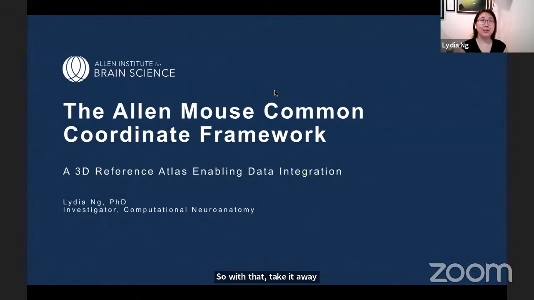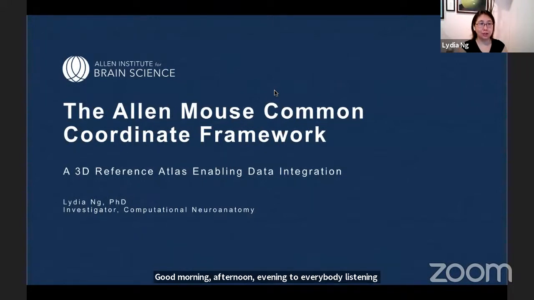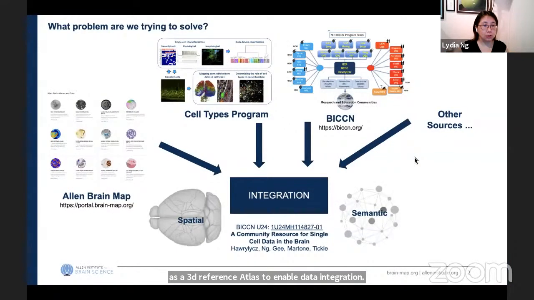Thank you, Eric, for that lovely introduction, and to all the organizers for inviting me to speak. So to start, good morning, afternoon, evening to everybody listening in. I'm Lydia Ng, investigator in Allen Institute, and I'll be talking about the Allen Common Coordinate Framework as a 3D reference atlas to enable data integration. Just getting used to the slide clicker.